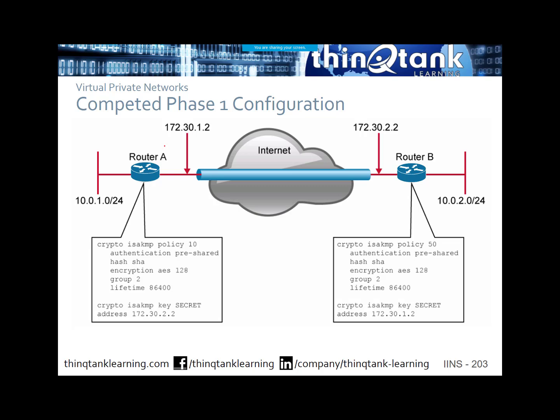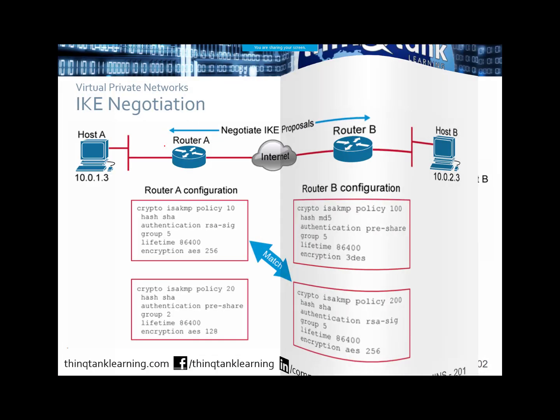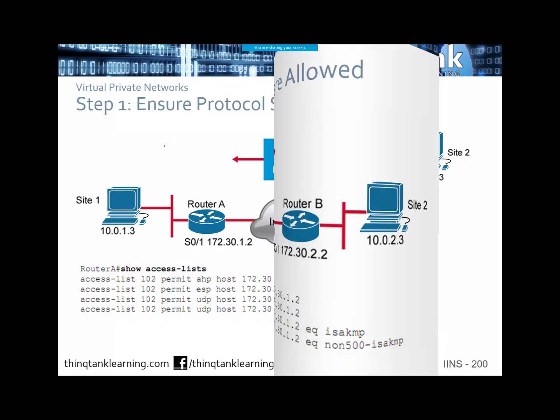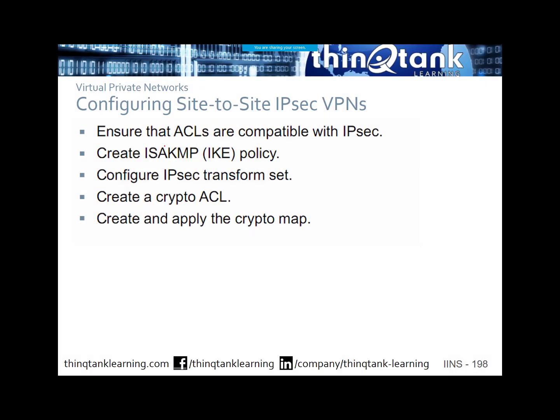IPsec transform set. We need to identify what we're going to be using at layer 2, or phase 2. In other words, what type of encryption are we going to use? If you go back to this slide right here, beginning of the chapter, these are the steps. We did step number 1. We did the pre-shared key. They don't actually have that listed here. That's kind of part of the ISAKMP policy.